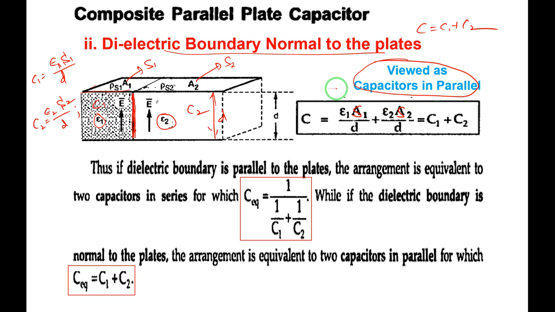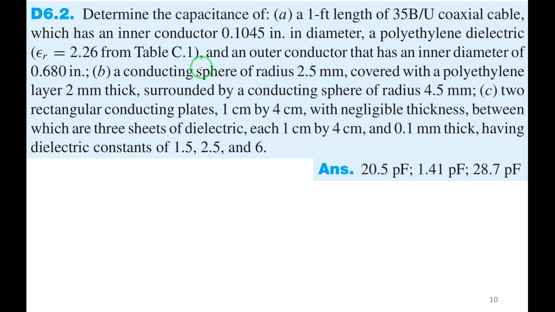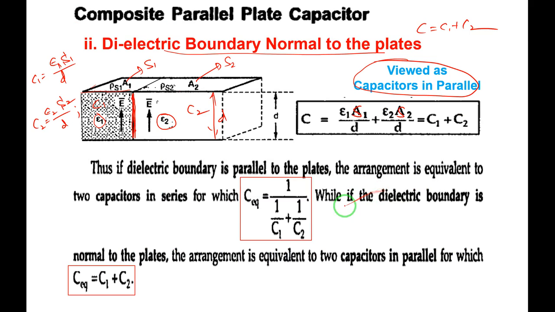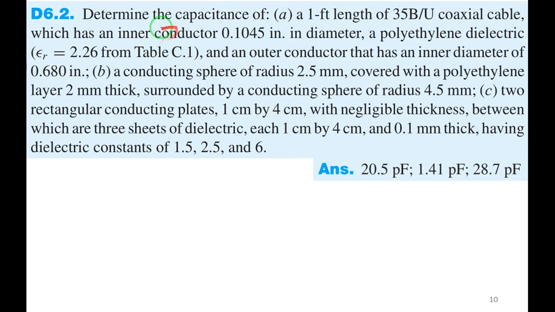Don't get confused between resistors in series and resistors in parallel. You know the difference, right? The same thing has been told here. This C they are calling C equivalent, meaning total capacitance. That's all. We will try to solve your numericals and wind up this chapter.